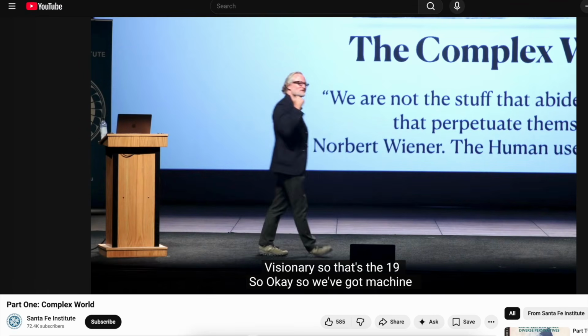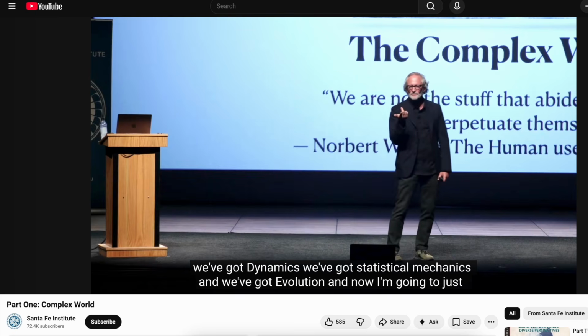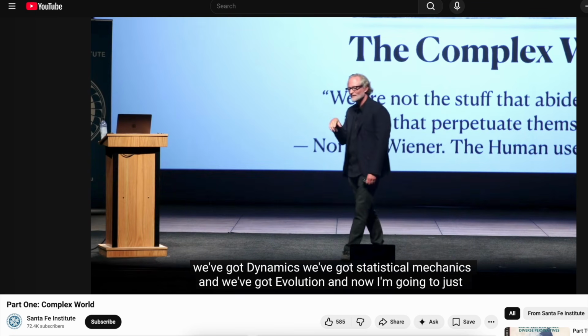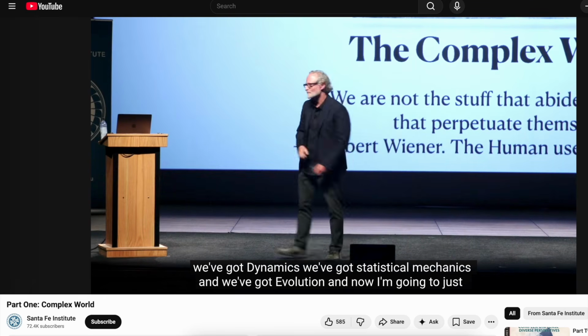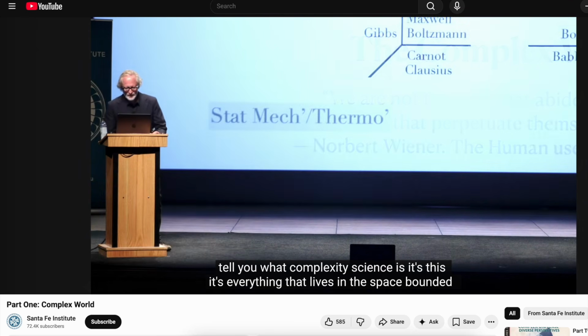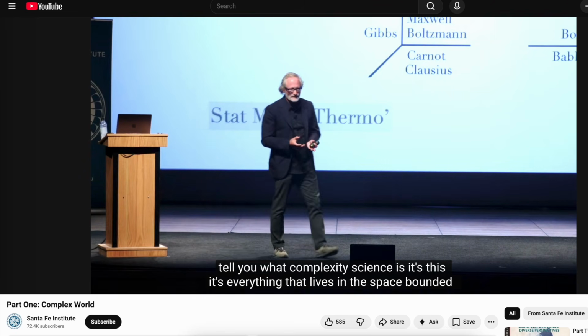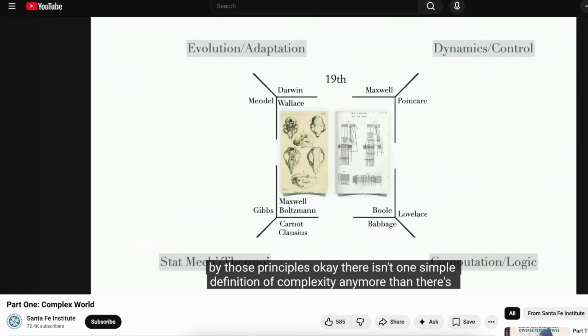Okay, so we've got machines, we've got dynamics, we've got statistical mechanics, and we've got evolution. And now I'm going to just tell you what complexity science is. It's this. It's everything that lives in the space bounded by those principles.